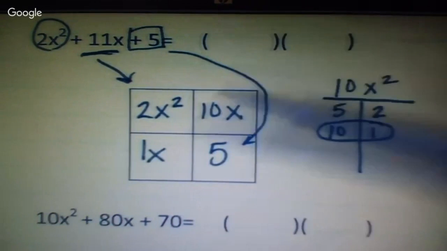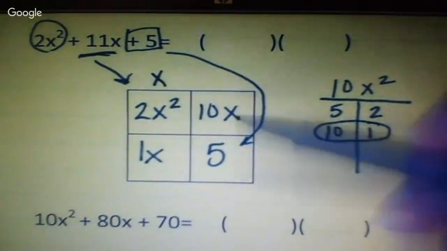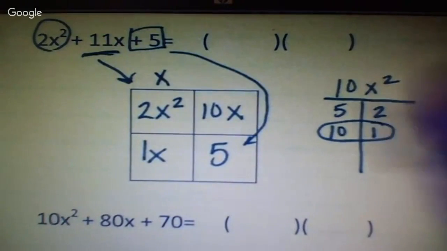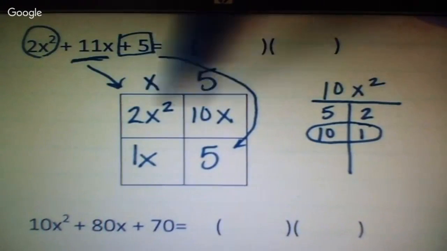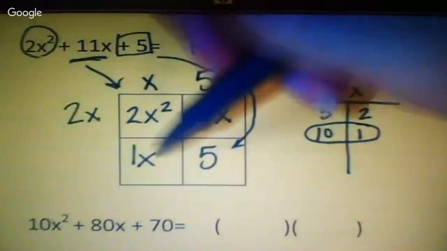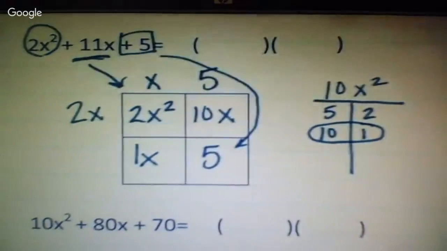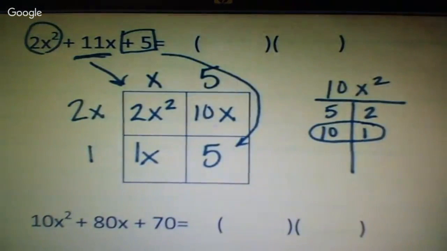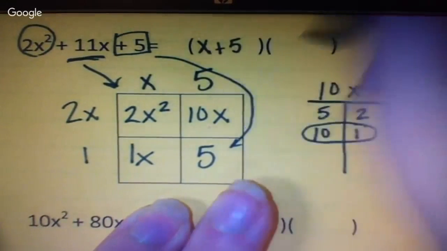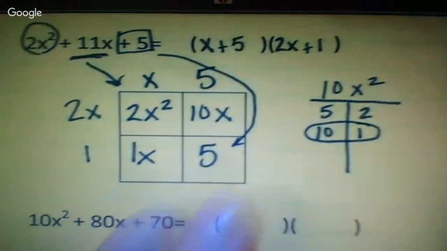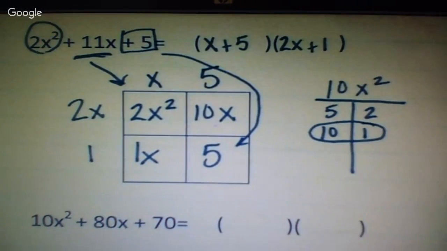All right. So find me a greatest common factor between 10x and 5. 5. Hey, I did that one. Okay. Go the other way. 2x squared and 10x. 2 and an x. And then 1x and 5. Just a 1. If nothing pulls out, there's always a 1. So we've got x plus 5 and 2x plus 1. Hey, I got that one. I actually did that right. You should be proud of me.